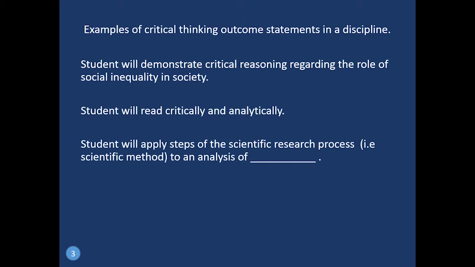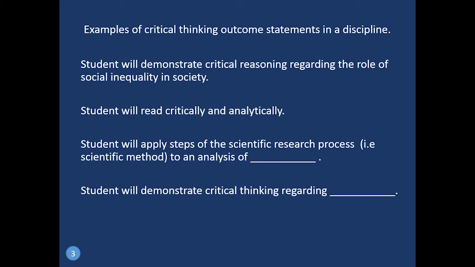Or this might be from a history class. You ask students to read some particular thing critically and analytically from a historian's viewpoint. And you could ask the student to apply steps of the scientific research process, which is the scientific method, which is already critical thinking, to an analysis of whatever. And as just a general statement, I've seen faculty use this to their advantage. Is that students will demonstrate critical thinking regarding, and so you kind of have an open choice at the end there.